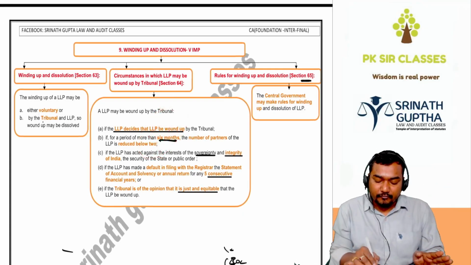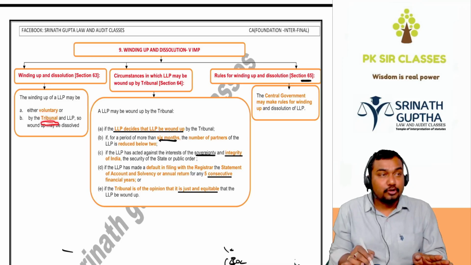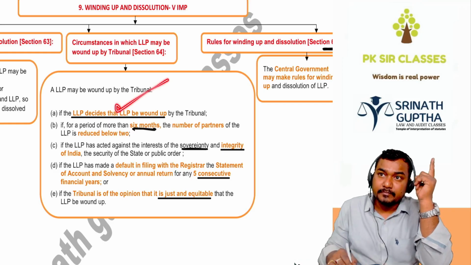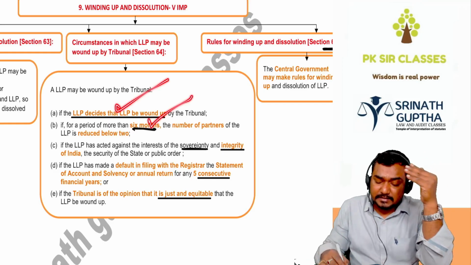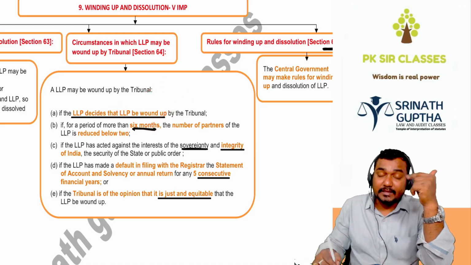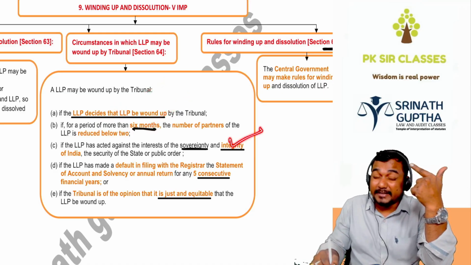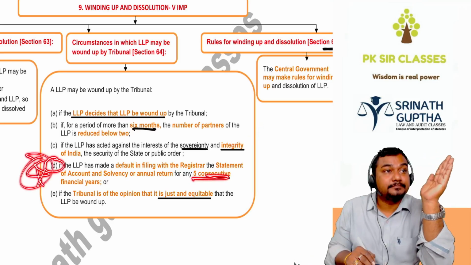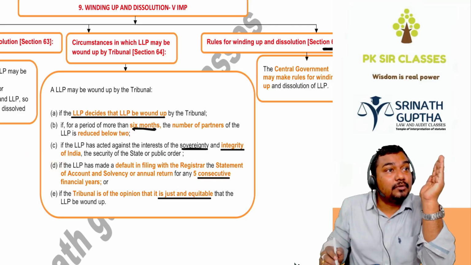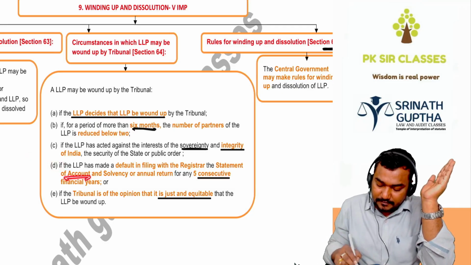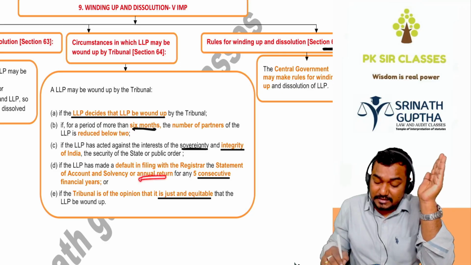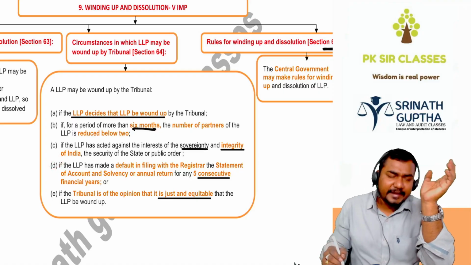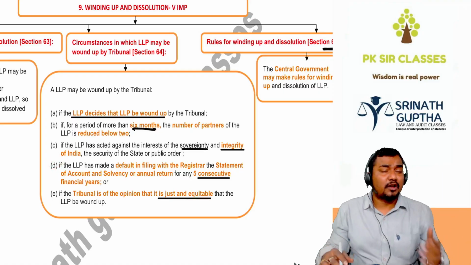Winding up of the LLP may be voluntary or it may be compulsory due to order of the tribunal. The tribunal will order for the winding up of the LLP if partners are decided, and 6 months are expired and the number of partners is unable to be increased to 2, and if the LLP is acting against the sovereignty and integrity of India. This also came in the exam, beta. If the LLP is unable to file the statement of solvency or annual returns with the ROC continuously for how many years? This point also came in the exam, beta. And any other just and equitable grounds like deadlock in the management, loss of the substratum.